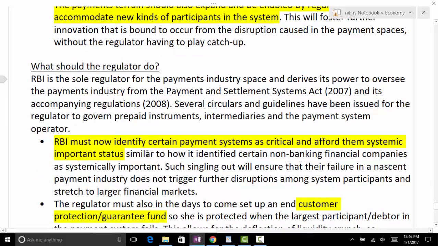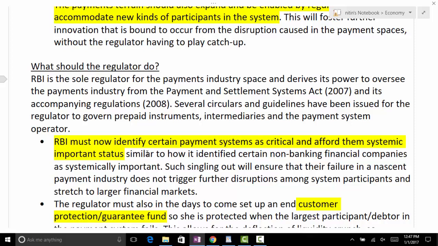Then from the RBI side, this article suggests the RBI should identify certain payment systems as critical and give them systemically important status. It means, for example, certain banks like ICICI and SBI are of systemically important status. It means people have faith and trust in them, that if anything happens, the government will support these banks.